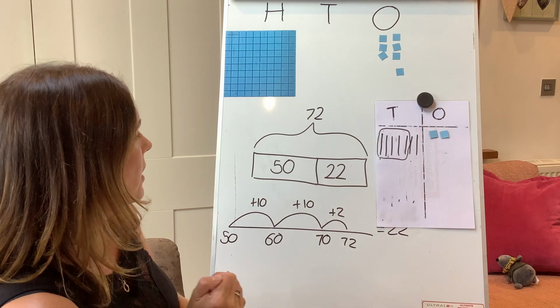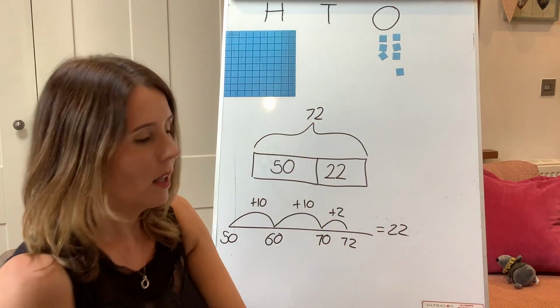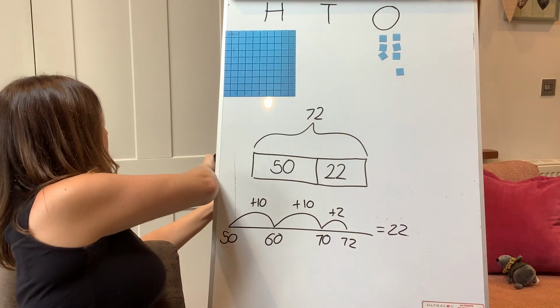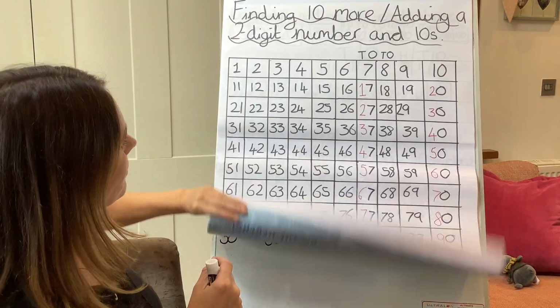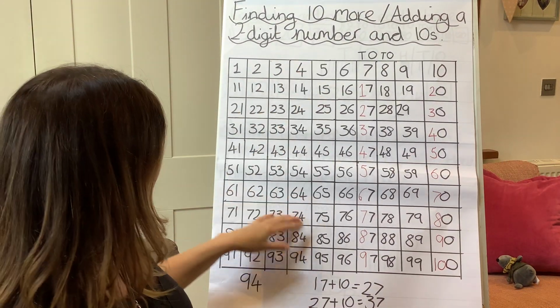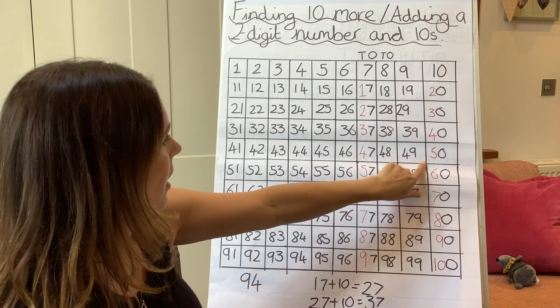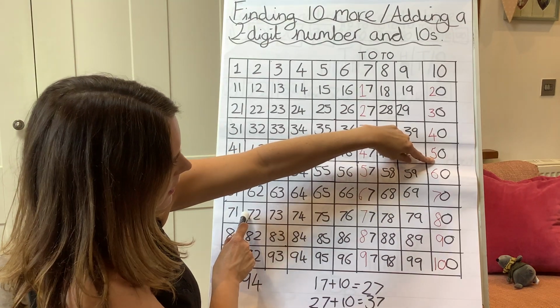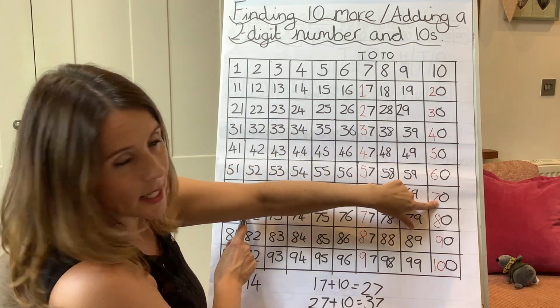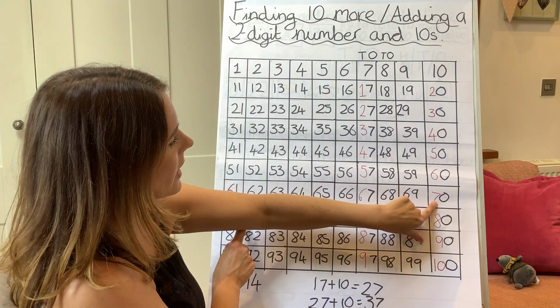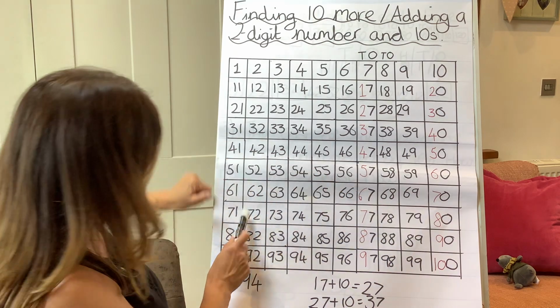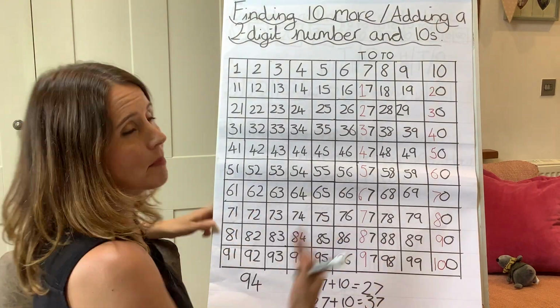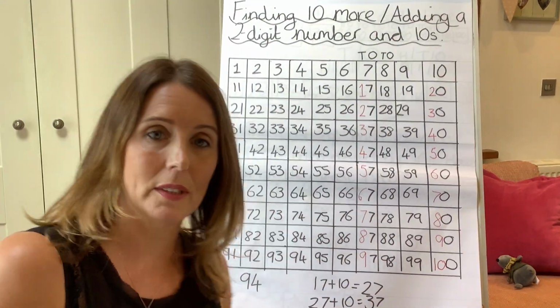Okay, or we can use our 100 square all the way back to where we started with it. We've got 50 of them are adults and we want to get to 72. So we can say, well, there's 10, 20 are up to 70, so 2 tens we've added on, plus 1, 2 makes 22 that we've added on all together.